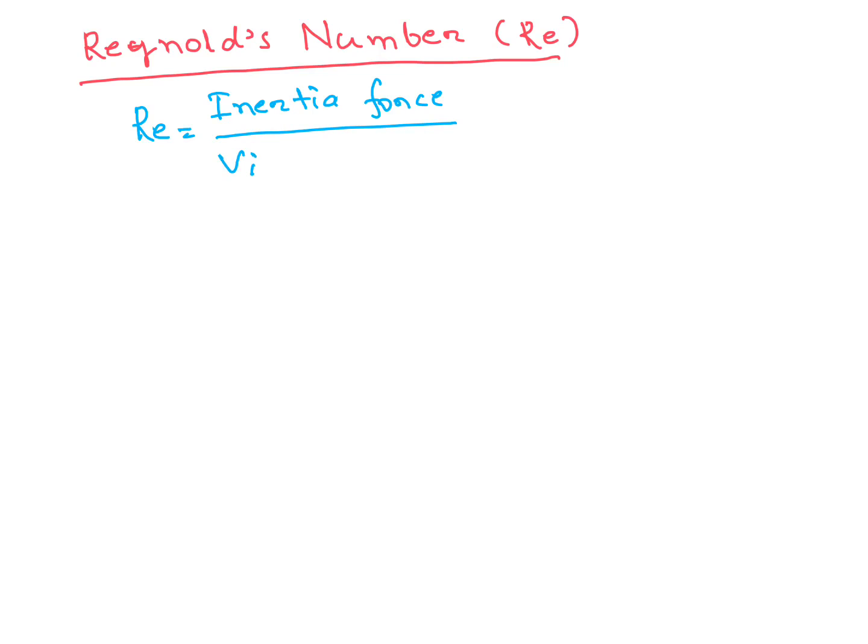Viscous force. It is rho v L_C by mu. Rho is density, v is velocity, L_C is characteristic length or characteristic dimension, mu is our coefficient of viscosity or dynamic viscosity.